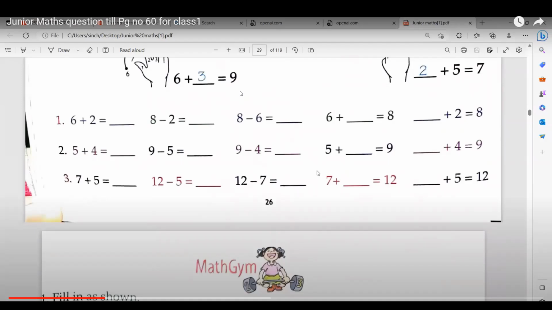So 6 plus 2, 8. Can you write it here? Yes, very good. This one better, 8 minus 2. Very good. Tell me this one, 8 minus 6. Very good. Tell me this one, 6 plus how much will give you 8?